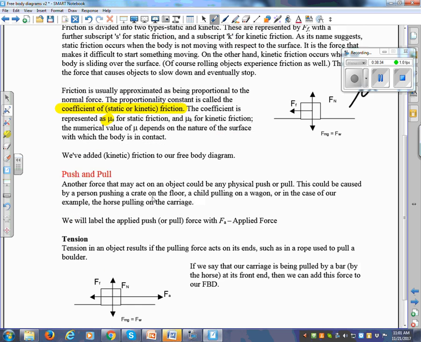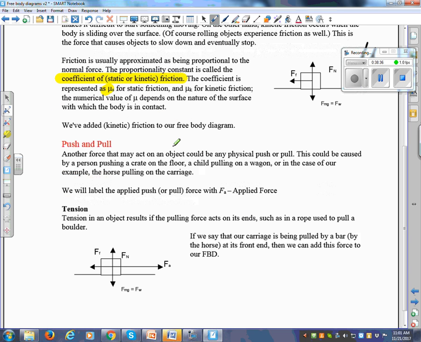Okay, pushes and pulls. A force that may act on an object could be any physical push or pull. This could be caused by a person pushing a crate on the floor, a child pulling on a wagon, or in the case of our example, a horse pulling on the carriage. We will label the applied push or pull with an FA, applied force. I usually use uppercase. The A stands for applied force.